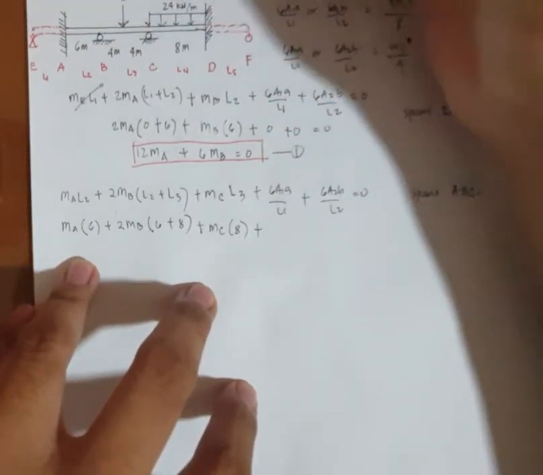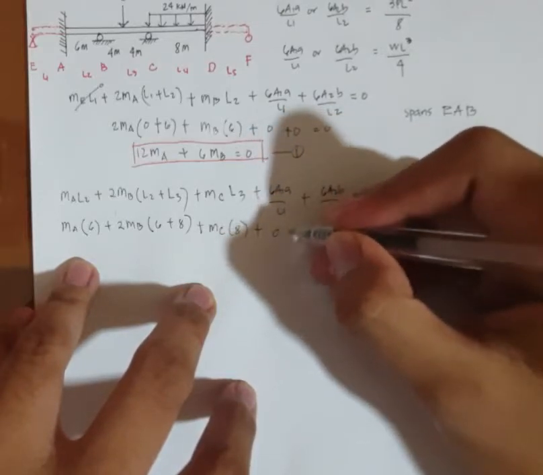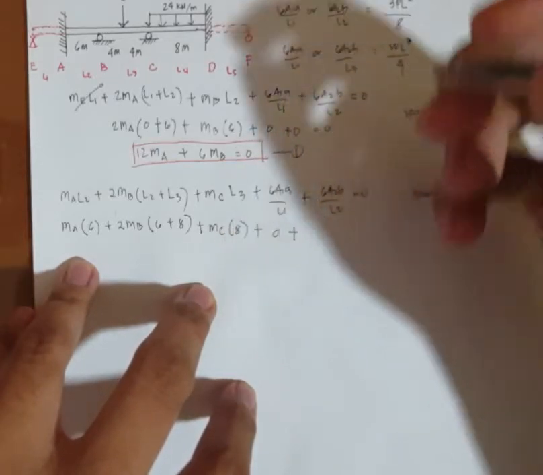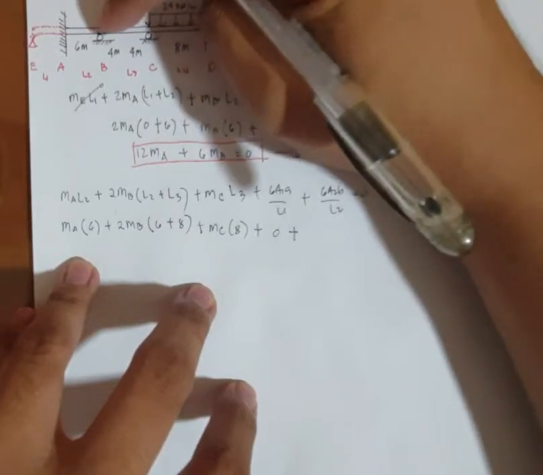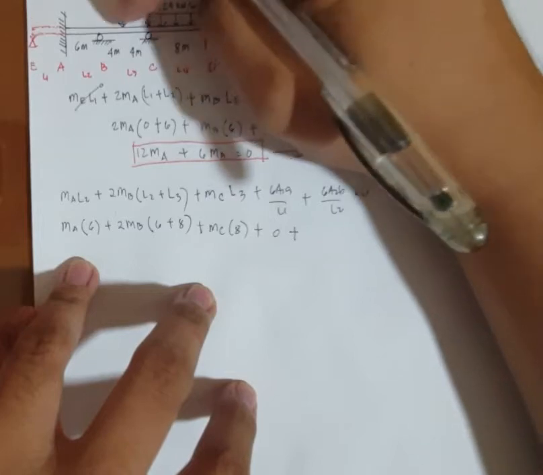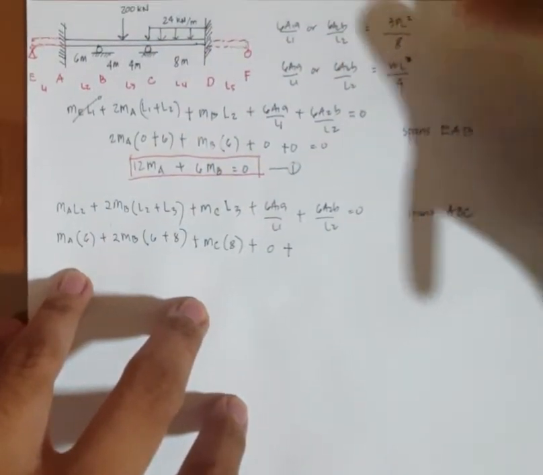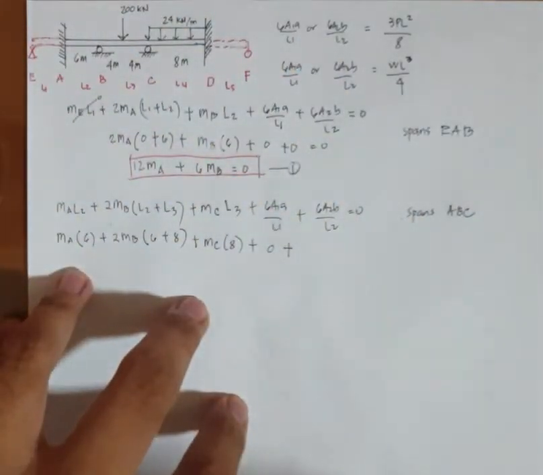There is no load, no loading, so just carry it over. Plus 6A2B over L2 for this span, which has a load, 3PL squared over 8.